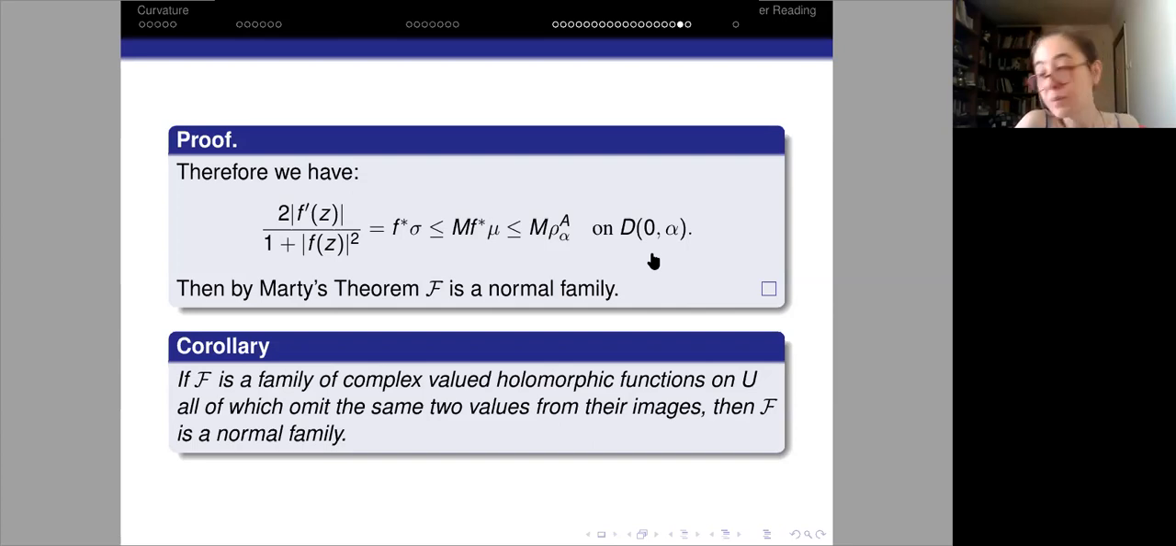There is an immediate corollary. You can say that if F is a family of complex valued holomorphic functions on U, all of which omit the same two values from their images, then F is a normal family.